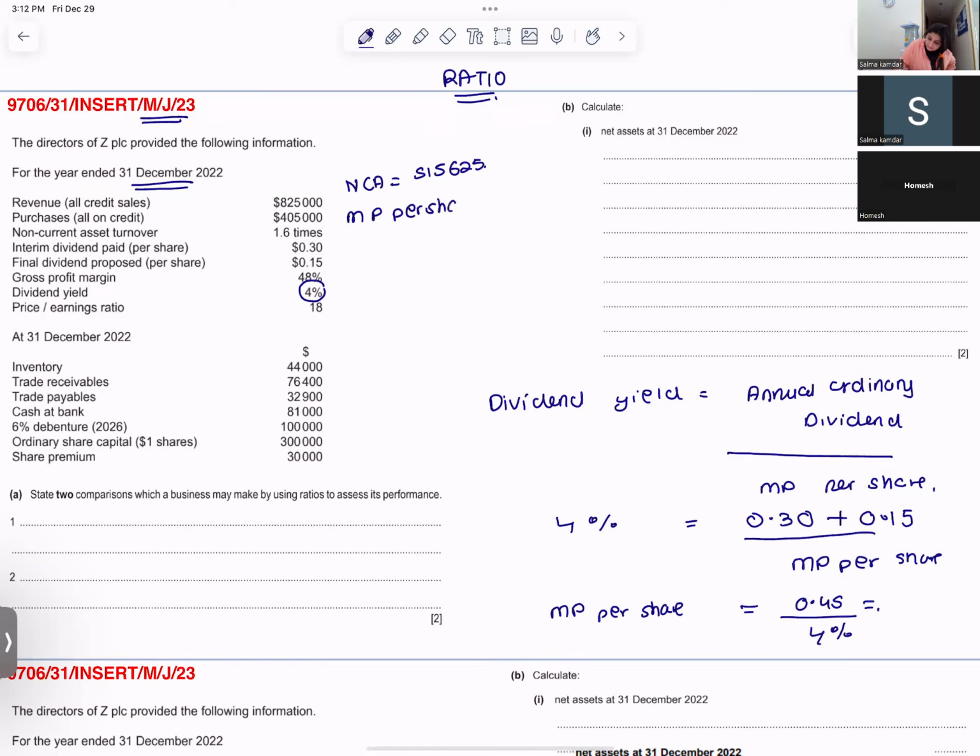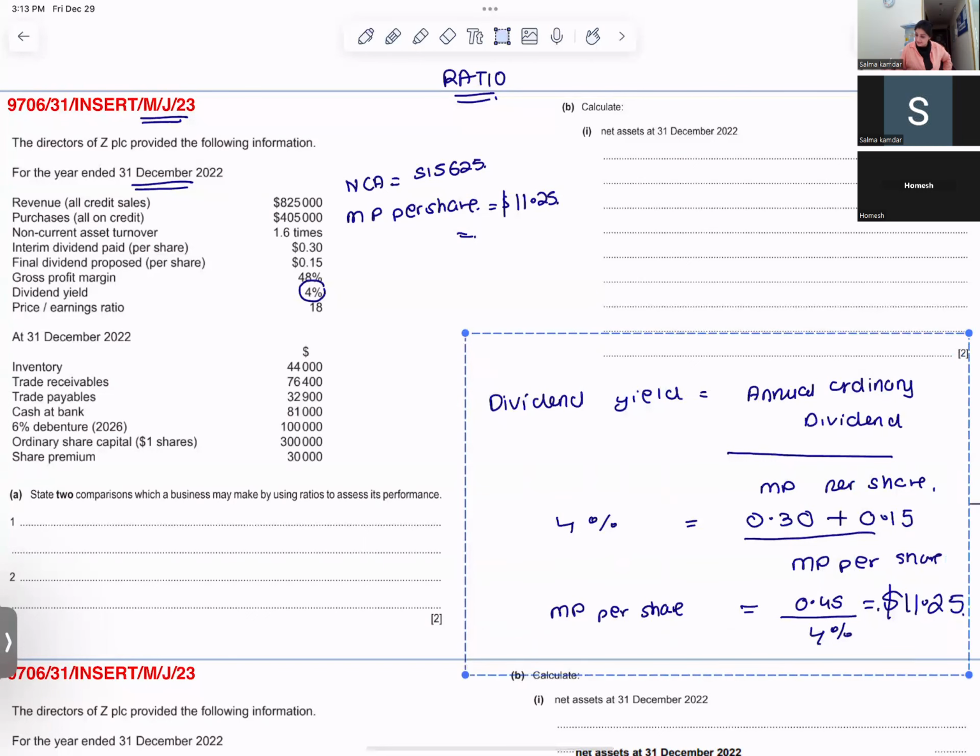Let me just calculate that. Can I say it is $11.25? Miss, how do you get 11.25? 0.45 divided by 4%. Yeah, sure. So I got market price per share is $11.25.